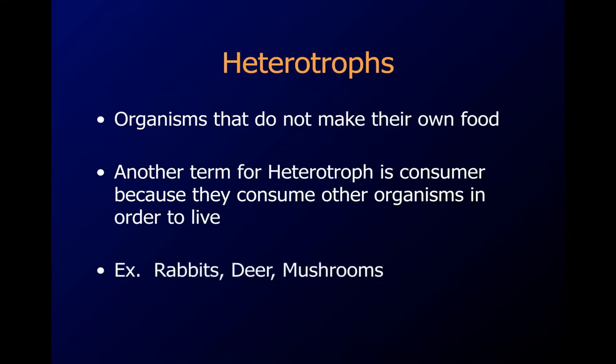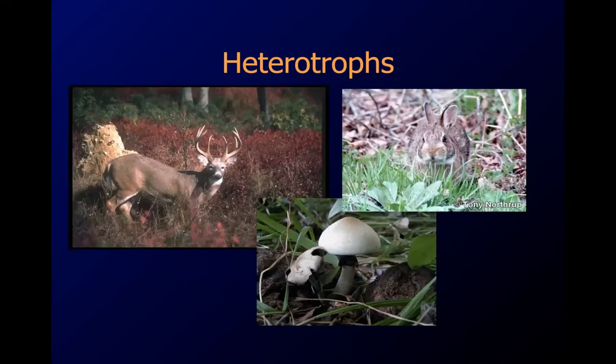Examples are rabbits, deer, and mushrooms. And those examples we do find out here at the Environmental Ed Center. We now have a pretty good population of white-tailed deer, and we also have rabbits that are running around. And from time to time, when conditions are just right, we will find mushrooms growing in the Post Oak Preserve, and those mushrooms are feeding on what we call the leaf litter that is covering the forest floor.